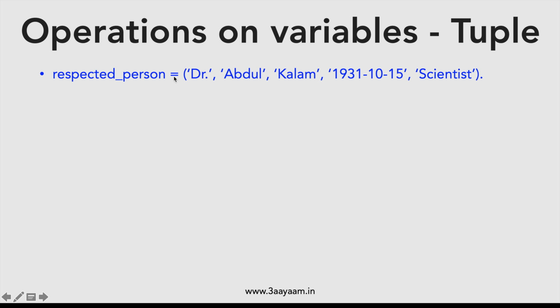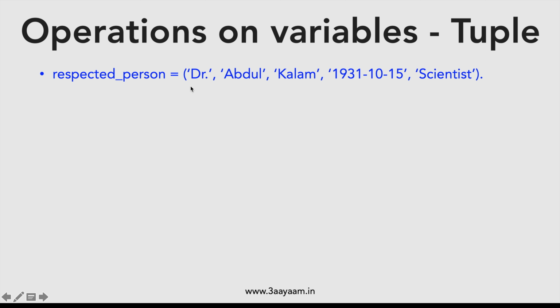The representation is a little different. We do not use square brackets for tuples; we use round brackets. So let's say there's a variable named respected person, Dr. Abdul Kalam, and then you have the date of birth and profession as scientist. So now this is a tuple, and when do we use a tuple?